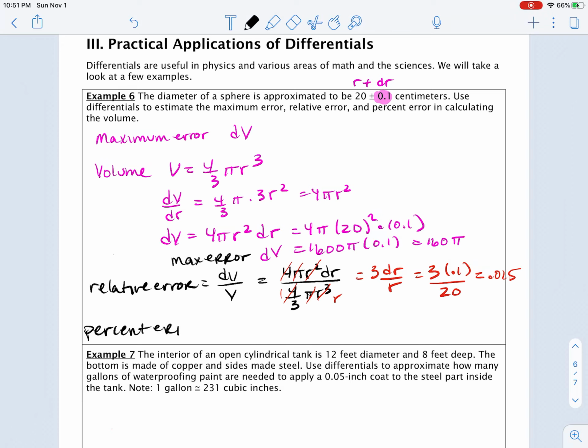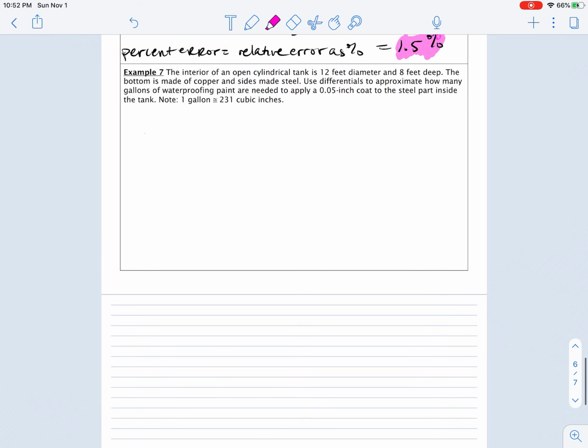That's my relative error. And what is my percent error? My percent error is the relative error as a percent. And so I'm just going to be off by 1.5% of the actual measurement of the volume. That's cool, right? That's not so bad.